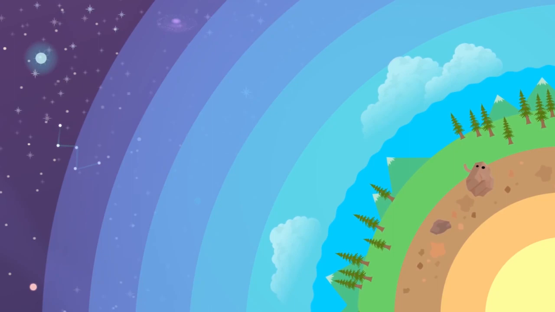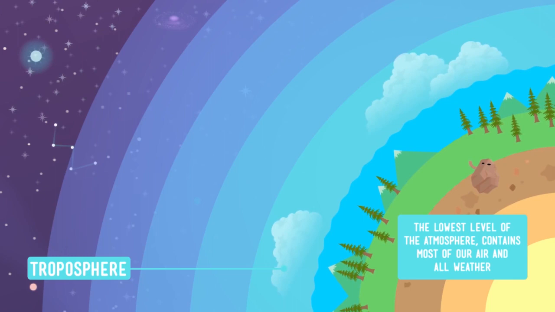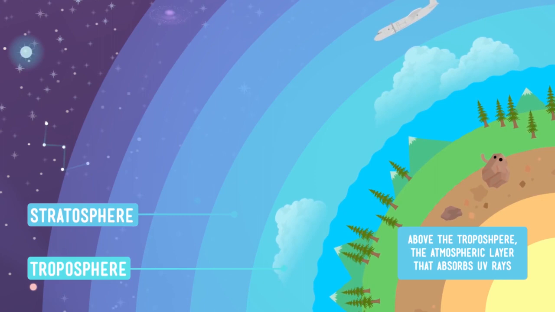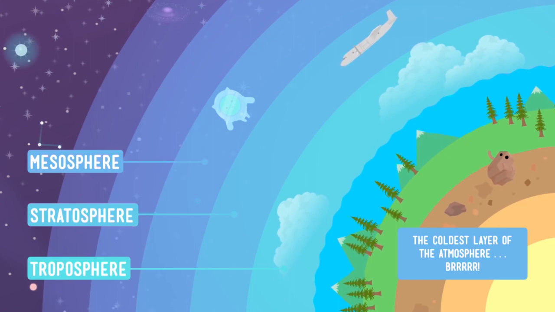The troposphere is the lowest layer. It contains 80% of the air on the planet. It's also where all of our weather takes place. Above the troposphere is the stratosphere. There's no weather up there and much less air, but there's still important gases in it that help absorb harmful rays from the sun. The mesosphere is the coldest layer of the atmosphere and sits on top of the stratosphere.